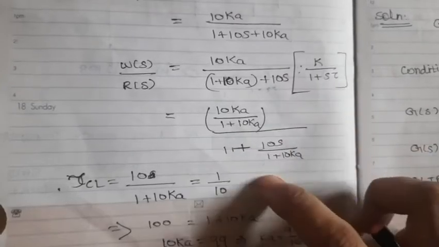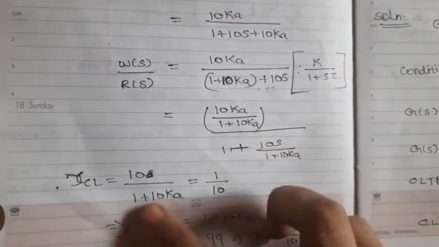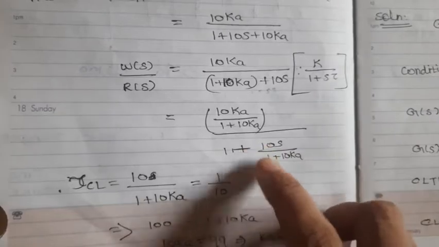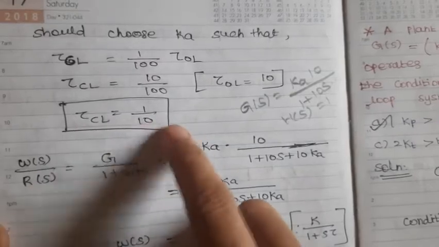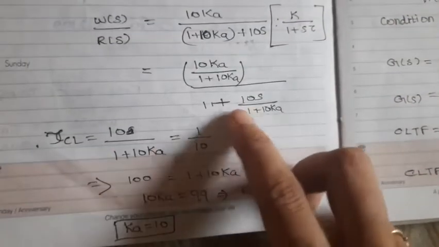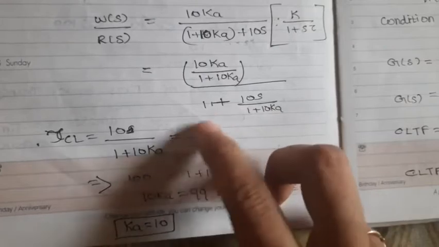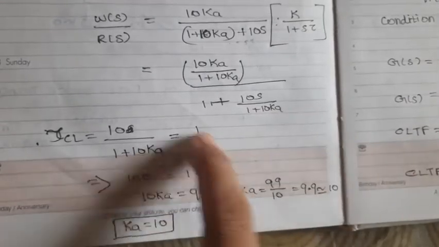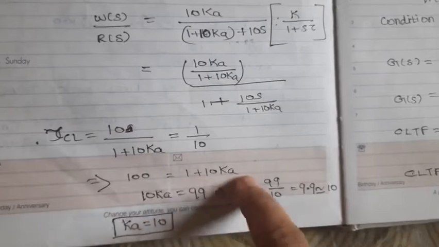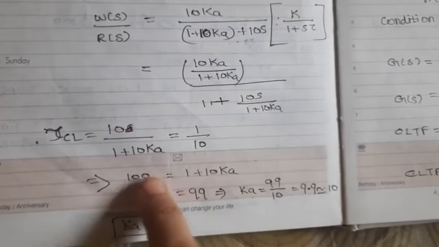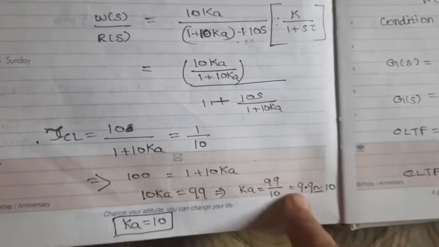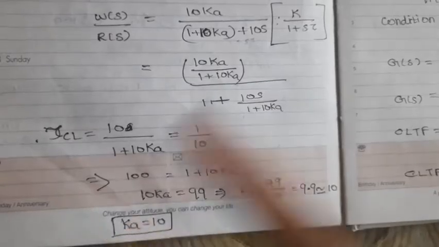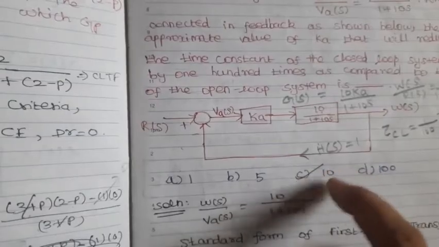So what is tau here? This is closed loop tau. Tau closed loop is nothing but 10 divided by 1 plus 10 ka. Already we found the tau closed loop value, 1 by 10. So 10 divided by 1 plus 10 ka is equal to 1 by 10. By simplifying, 100 is equal to 1 plus 10 ka. So 100 minus 1 is 99. 10 ka equals 99. So ka equals 99 by 10. We will get 9.9, which is approximately equal to 10. So ka value is 10.